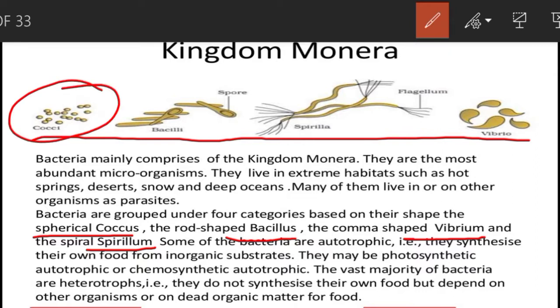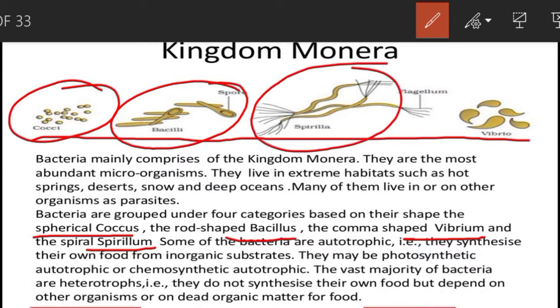Coccus, which may be oval or spherical in shape. The rod-shaped bacteria called bacillus. Then the screw-like, spring-like bacteria that are spirilla, and lastly the comma-shaped bacteria which are called vibrio. Apart from this, some other shapes of bacteria are also found, such as mycelial, stalked, budding bacteria, etc.